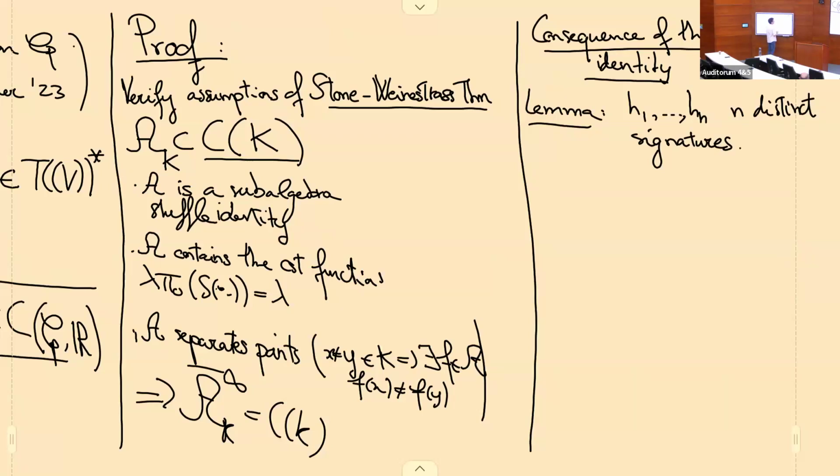Then what you can prove is that there exist... Okay, so let me just skip one result and give you the one that we need. Then what you can prove is that these signatures H1, ..., Hn are linearly independent. Okay, so in the sense of linear independence, right?